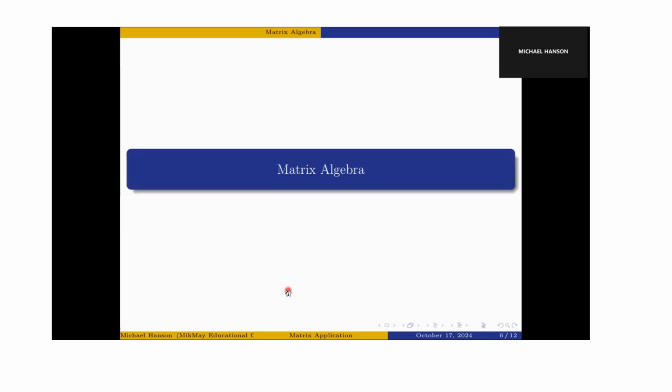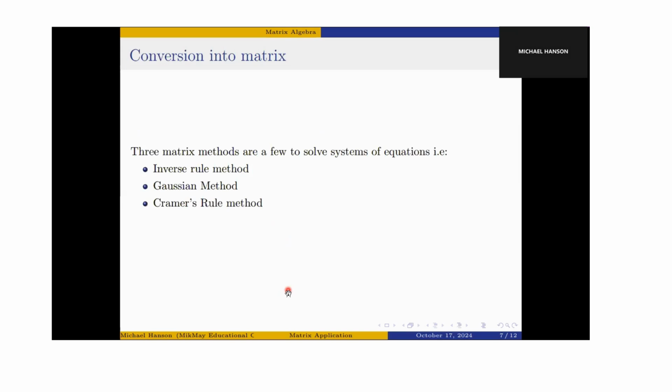Let's look at matrix algebra in brief. There are three matrix methods that could be used to resolve systems of equations, either two equations or three equations. You could use the inverse method, you could use the Gaussian method, and the commonly used Cramer's rule method. For the sake of this study, we'll be introducing ourselves to Cramer's rule. In other tutorials, there will be videos for the Gaussian method and the inverse method also.